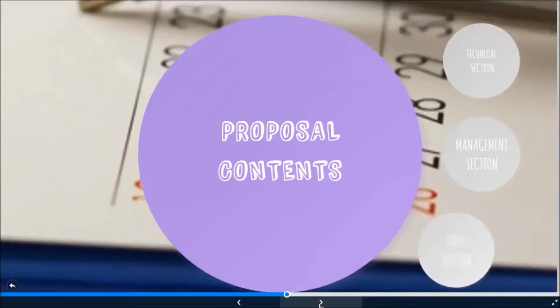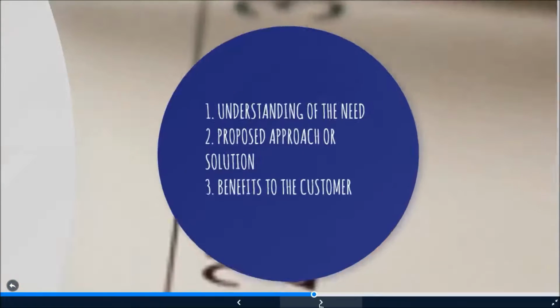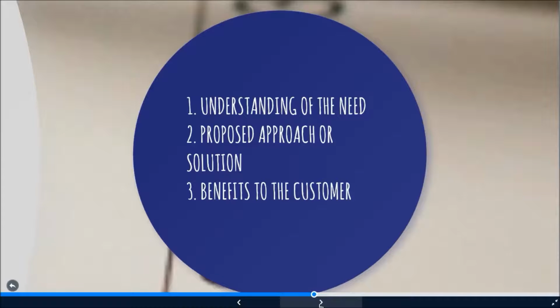Okay, now let's move to the proposal content. There are 3 sections. The first one is the technical section. The objective of the technical section of the contractor's proposal is to convince the customer that the contractor understands the need or problem and can provide the least risky and most beneficial solution. So the technical section should contain the following elements.